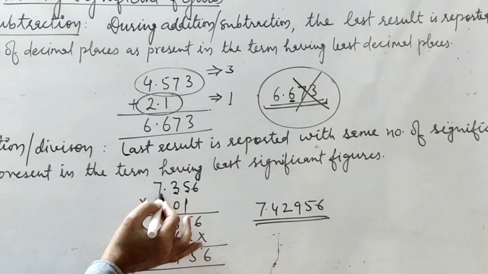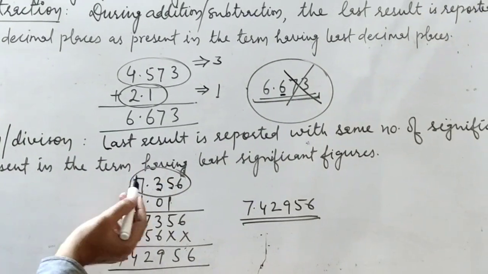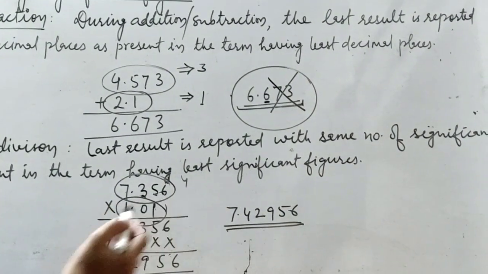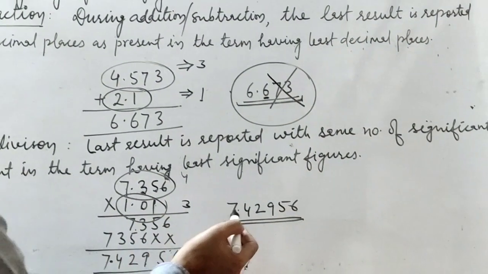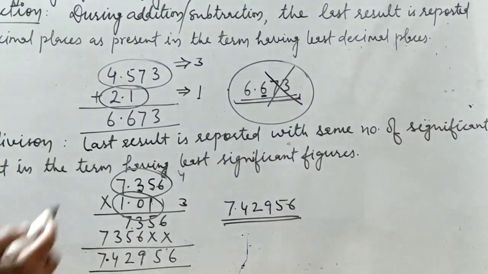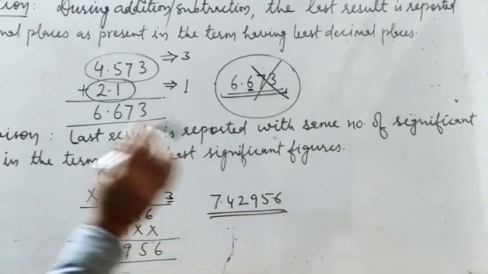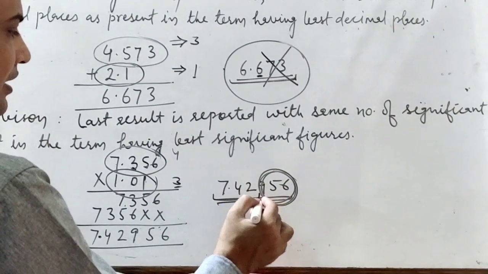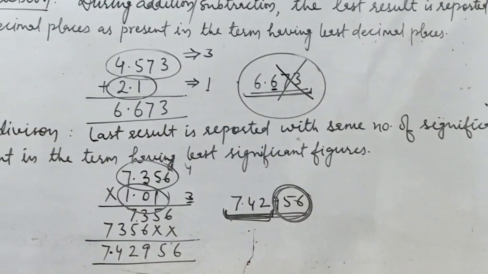If you are multiplying 7.356 with 1.01, how many significant figures does 7.356 have? 1, 2, 3, 4. And 1.01 has how many significant figures? 1, 2, 3. So when you multiply these two, the result comes out to be 7.42956. But when reporting the result, it must have the least significant figures, meaning 3 significant figures. So you have to remove 9, 5 and 6, and the result is reported only up to 3 significant figures.